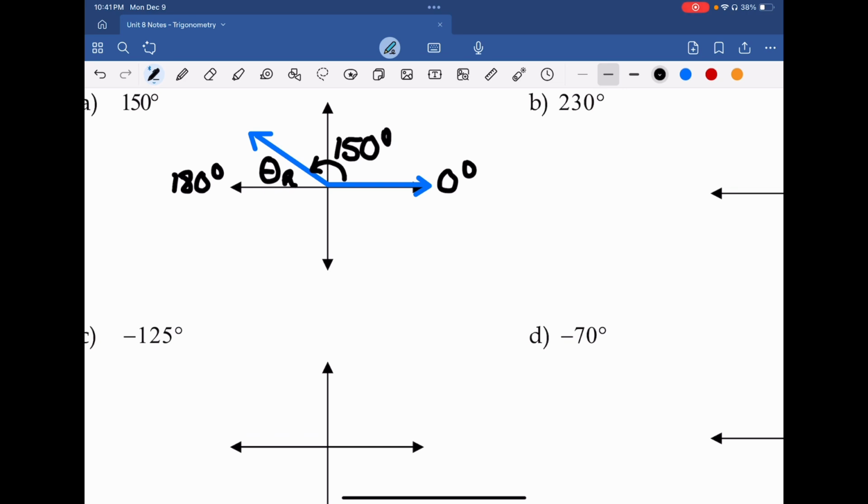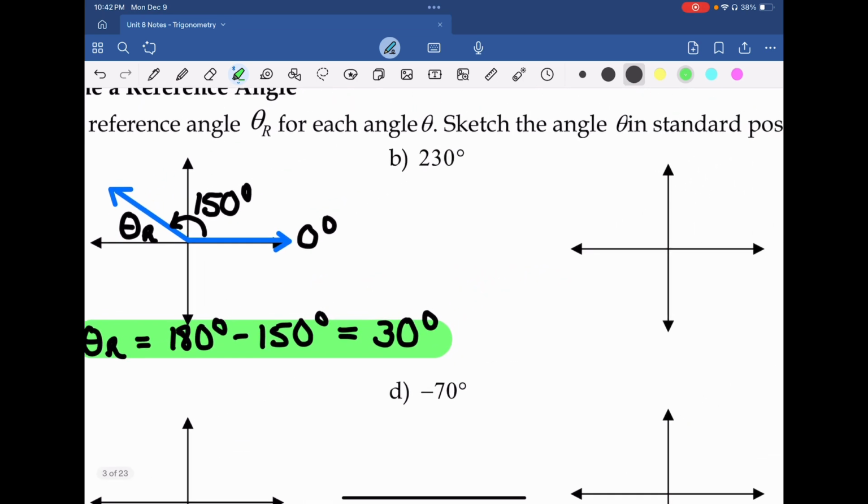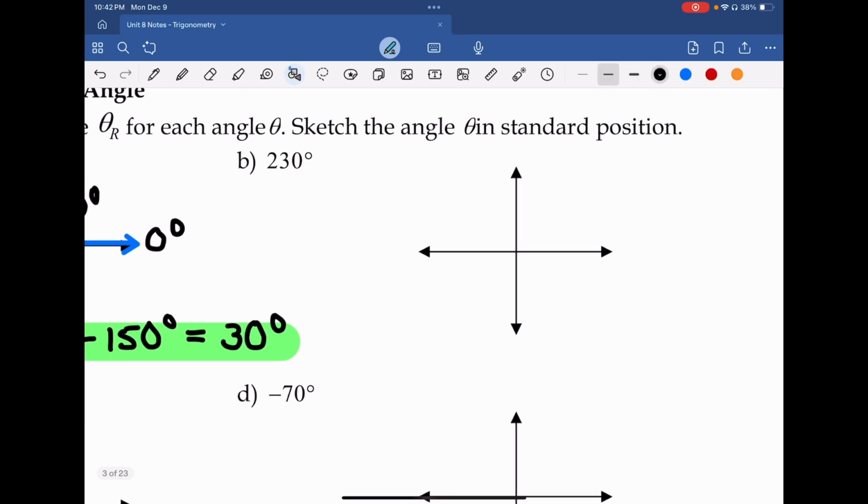And so to get the reference angle, I'm just going to go, well, what's 180? And maybe I should write it first as theta r. Theta r is equal to 180 minus the 150. This is going to give us a reference angle of 30 degrees. There's your solution, so we're going to make sure we highlight that. Perfect. And maybe I'll just highlight the whole row to indicate here's our calculation, here's the actual value.